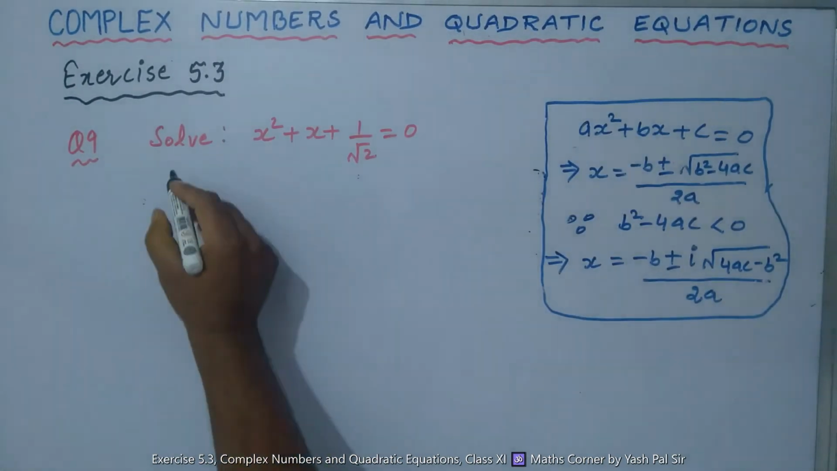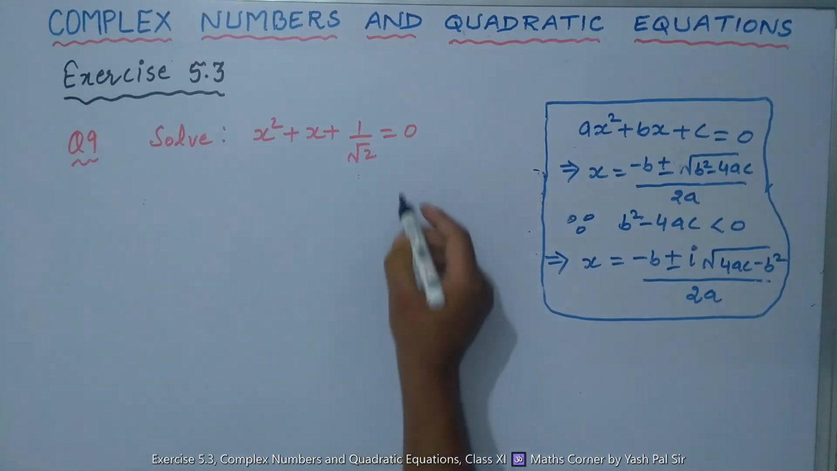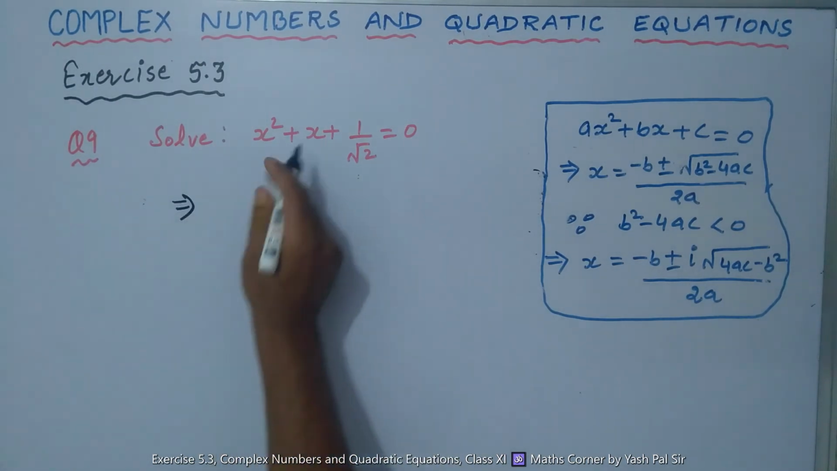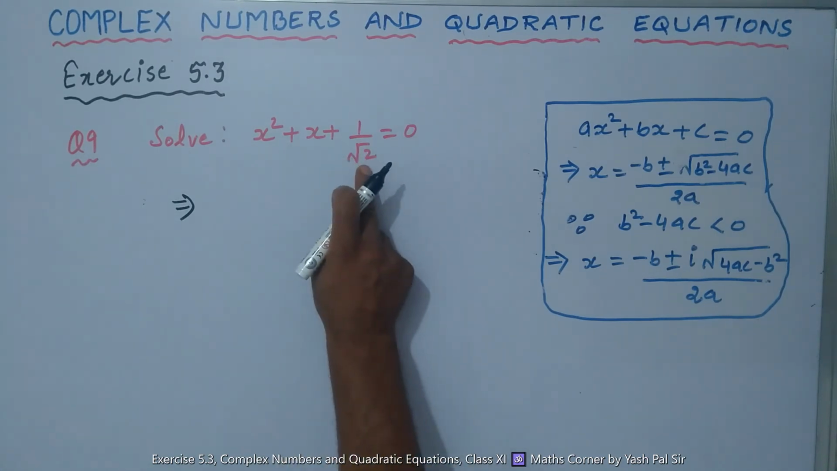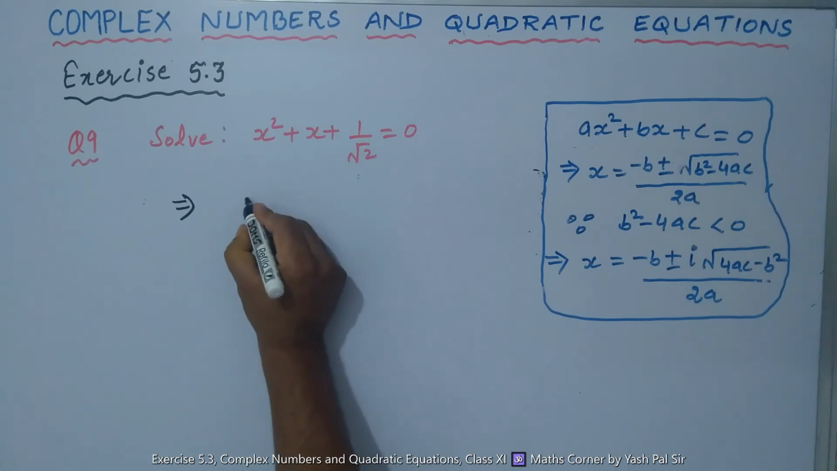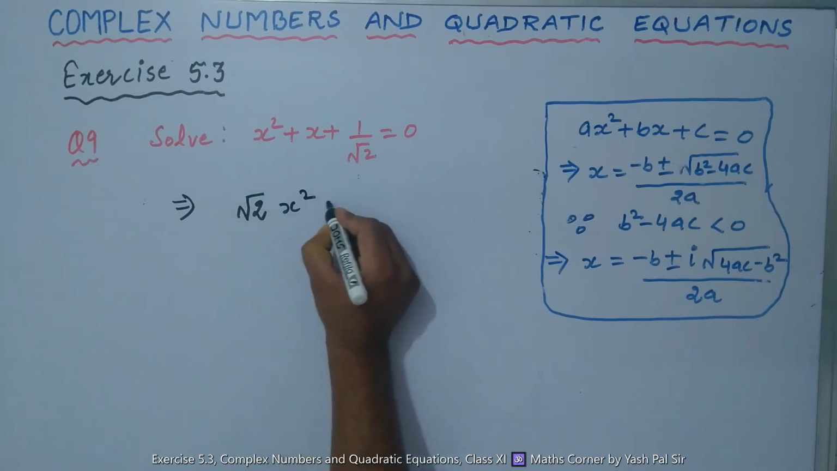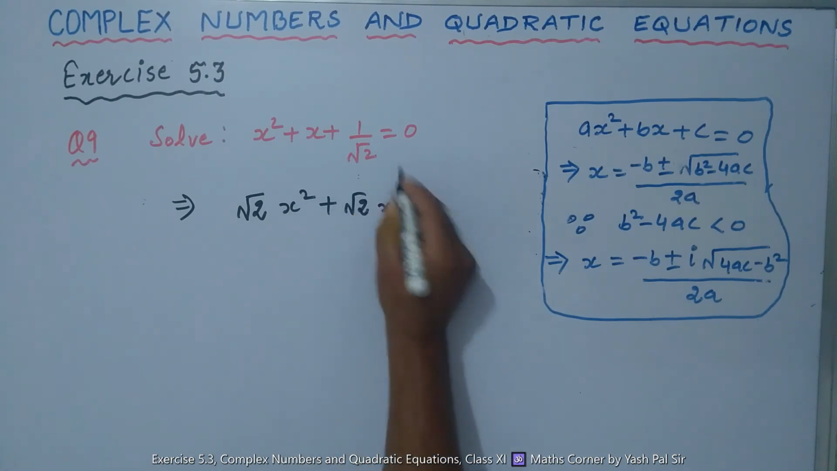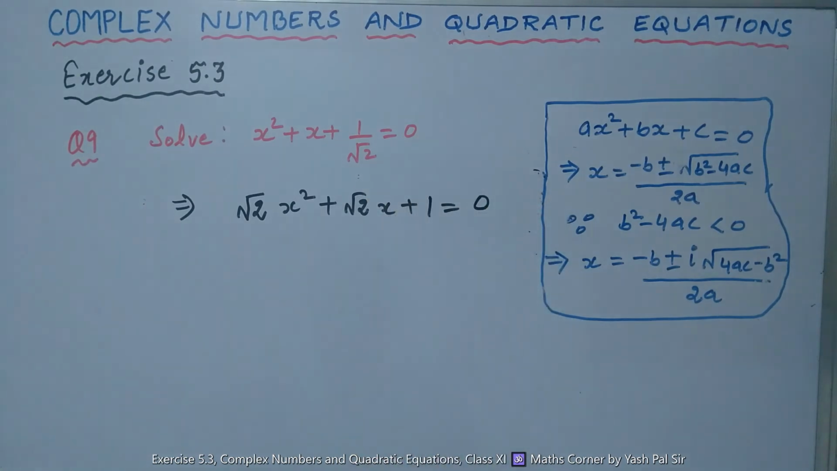Question number 9. Solve x square plus x plus 1 upon square root 2 equal to 0. So first of all, we simplify this equation, that is we multiply throughout the equation by square root of 2. So this becomes square root of 2 x square plus square root of 2 x plus 1 equal to 0, since 0 into square root 2 is 0.